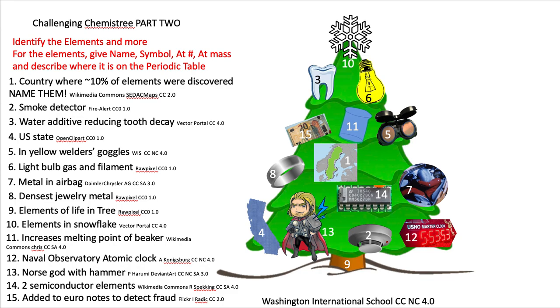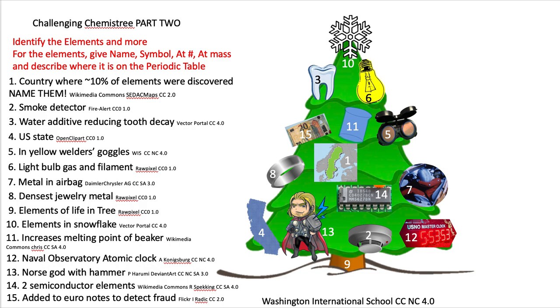US state, actually you've seen some of these before. A yellow welder's goggle to protect the eyes with intense light. Light bulb, but the gas as well as the filament. The metal in an airbag, the metal in the compound in an airbag. The densest jewellery metal, and the elements of life in a tree. Then the elements in a snowflake.